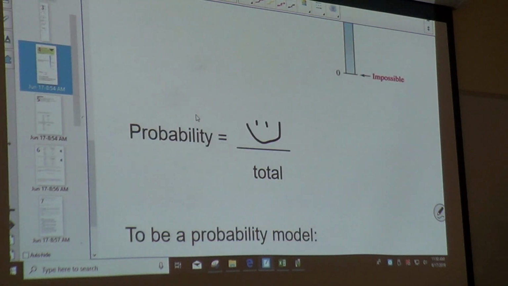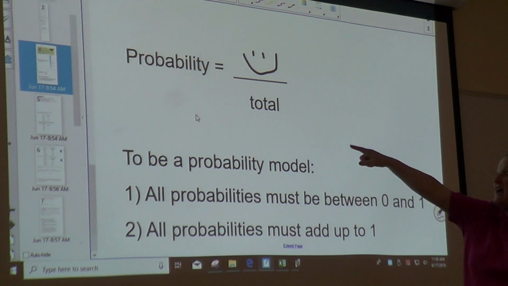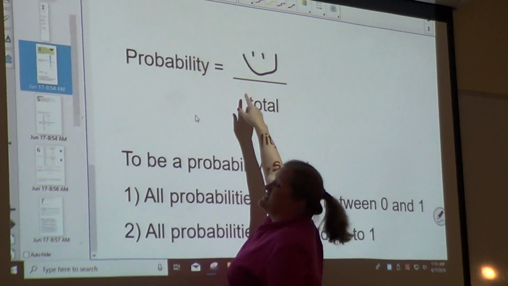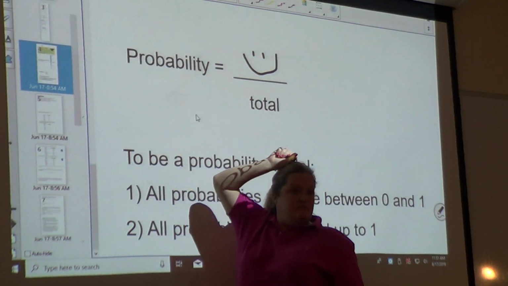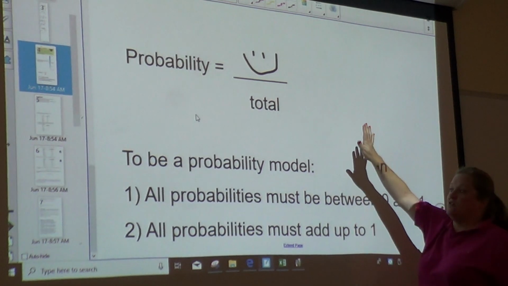Let's scroll down. To me, my definition of probability is what makes me happy over total. Every time I hear the word probability, I always say, what makes me happy over total. That's my definition of probability. What makes me happy over total.